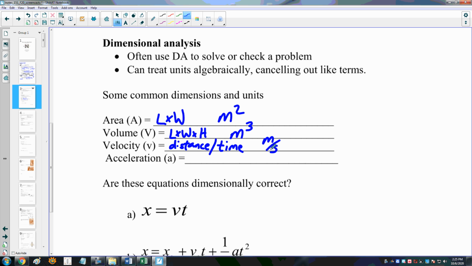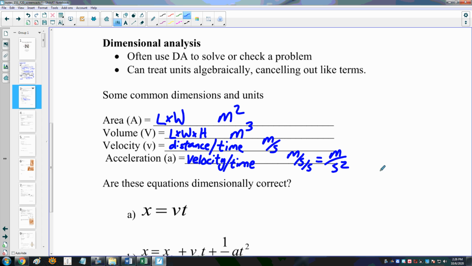And then acceleration is a velocity per time. So how does the velocity change as a function of time? And this is meters per second, right? Meters per second is velocity. How does that change with every second? And then we usually just write this as meters per second squared.